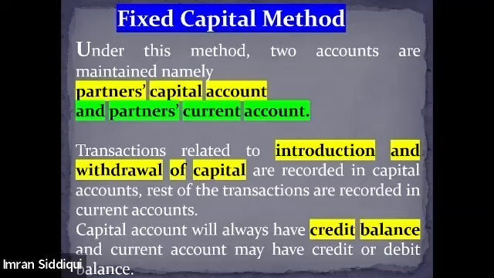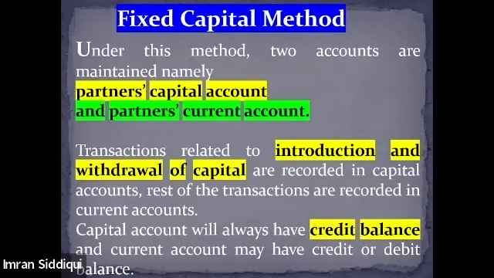Okay. Now, in the fluctuating capital method, we used to prepare just one account by the name of partner's capital account, and in that account, we used to record everything relating to the partner, whether it is the opening balance, closing balance, interest on capital, interest on drawing, salary, commission, everything is recorded at one single place, which is called the partner's capital account.